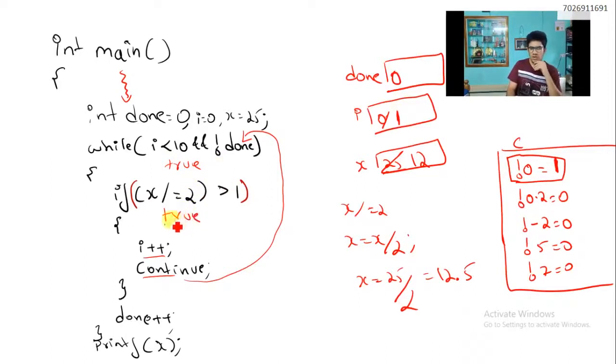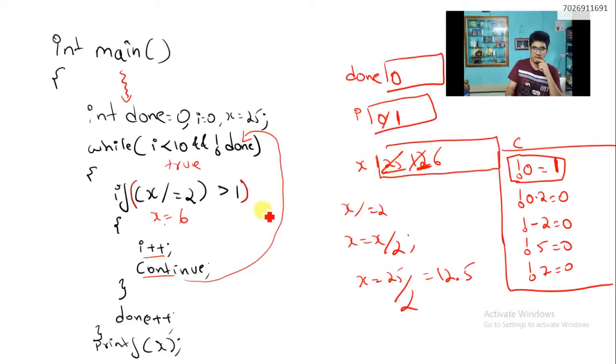What you are doing now, you are telling again x is equal to x by 2. Now what's the old value of x? 12. So x is equal to 12 by 2. What is 12 by 2? 12 by 2 is 6. x is equal to 6. So your x value becomes 6.